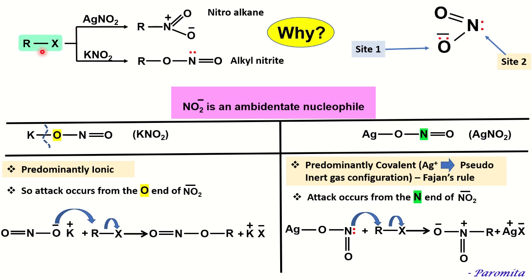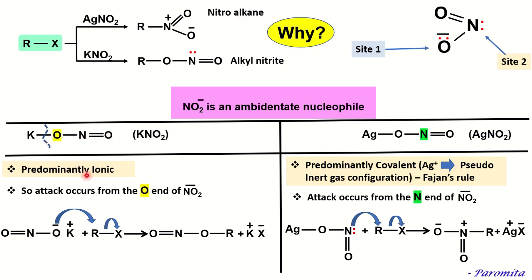We know that alkyl halides, when reacted with silver nitrite, yield nitroalkane as a major product, whereas the same alkyl halide, when reacted with potassium nitrite, yields alkyl nitrite as a major product. This nitroalkane and alkyl nitrite are isomers of each other. Now, what is the reason behind this? NO2 minus is an ambidentate nucleophile. This NO2 minus can attack alkyl carbon of alkyl halide either through the oxygen end or through the nitrogen end. If the attack occurs from the oxygen end, then alkyl nitrite is formed, whereas if the attack occurs from the nitrogen end, then nitroalkane will be formed.